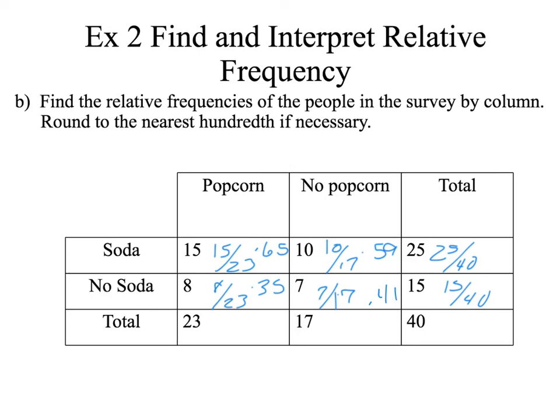25 divided by 40, 0.63. 15 divided by 40, 0.38. And again, as you're looking across that top row, you can see that odds are people are going to buy a soda more often than not going to the movie theater, regardless of whether or not they're buying popcorn is what that's showing.